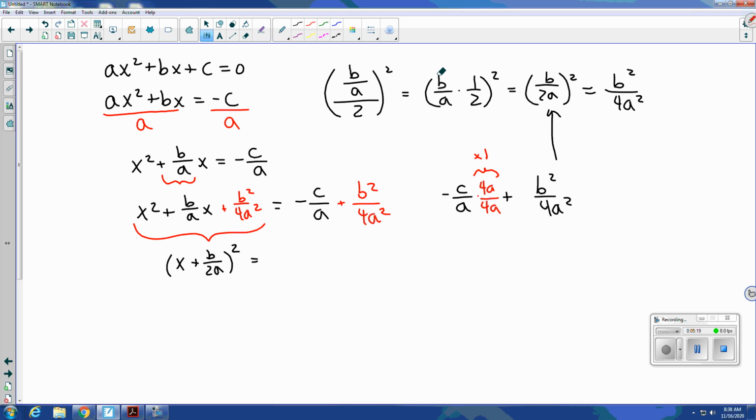And multiplying by 1 will not change the value, but rather just change how it looks. And when I clean that up, we're going to get negative 4ac over 4a squared plus b squared over 4a squared. So now that these have common denominators, I can combine them into one ratio. And I'm just going to change the format, or the order of the numerator, I should say, into the following.